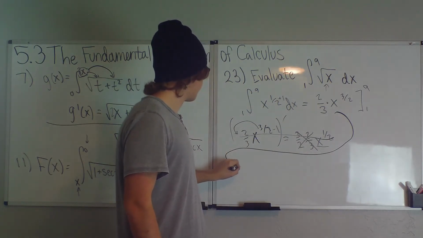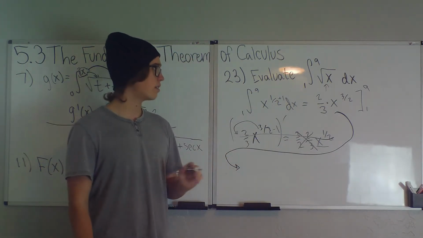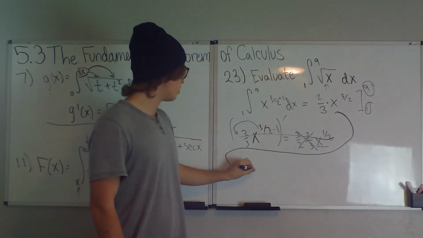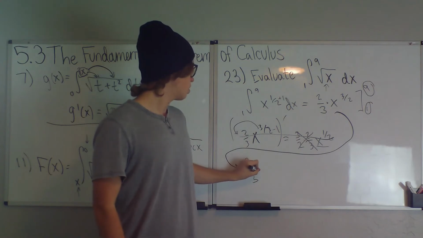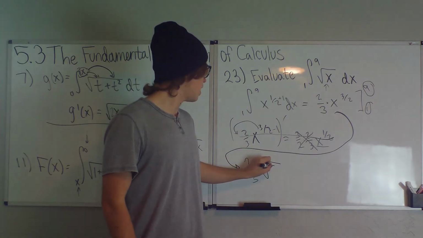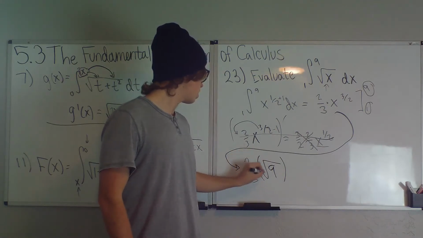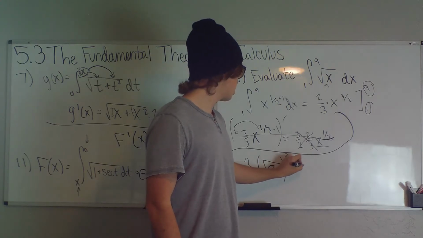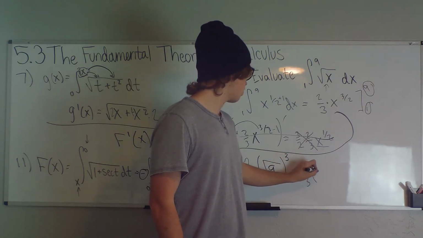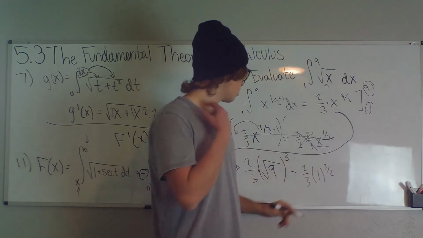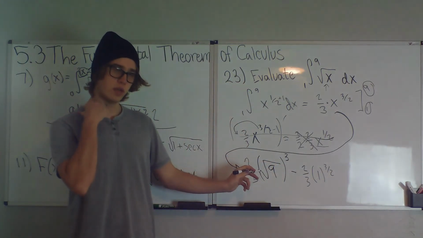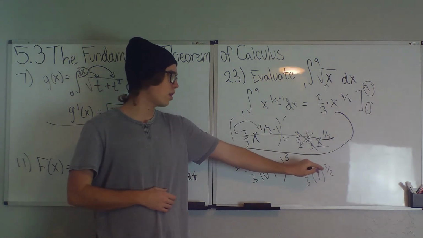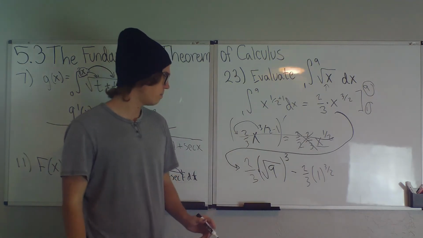How do we solve? Well, FTC2 states that we plug in this number and subtract it from this number. So it's going to be 2/3 times 9 to the 1/2 cubed, okay, minus 2/3 times 1 to the 3/2. Well, the reason why I put this square root 9 and then cubed is because this is easier to deal with, and I just did this for 1 because that will just always stay as 1.